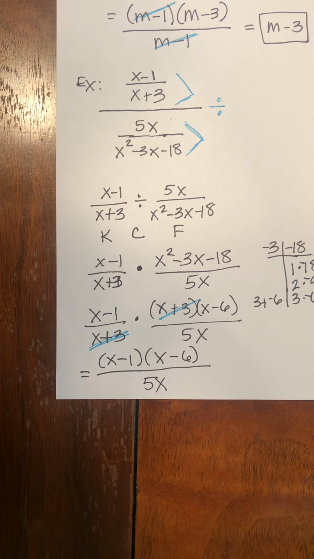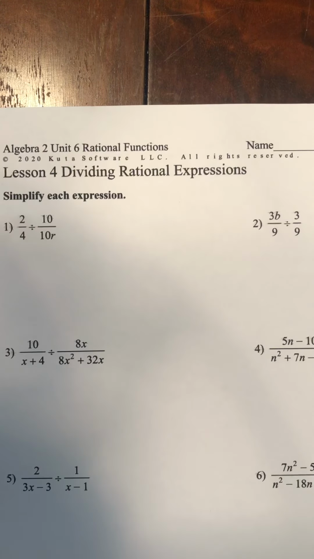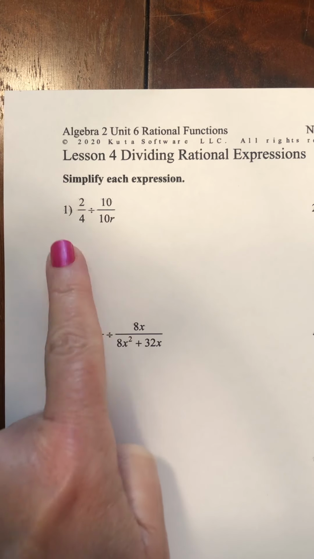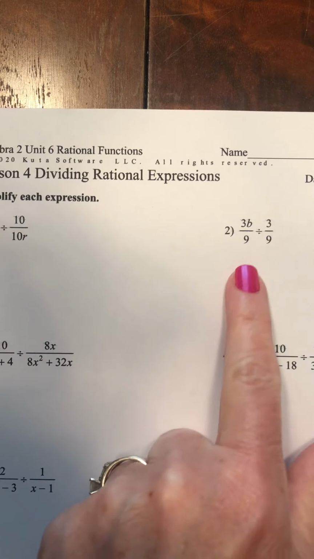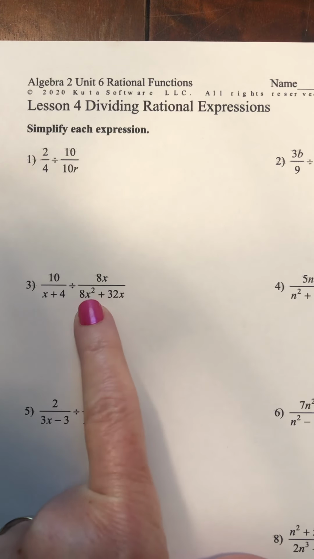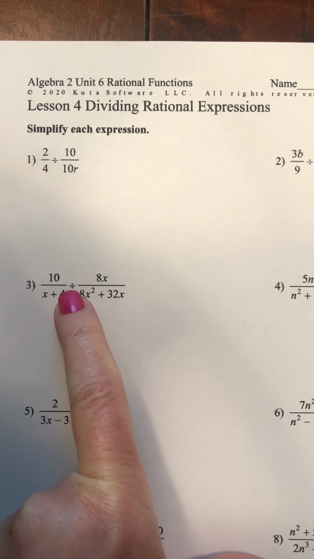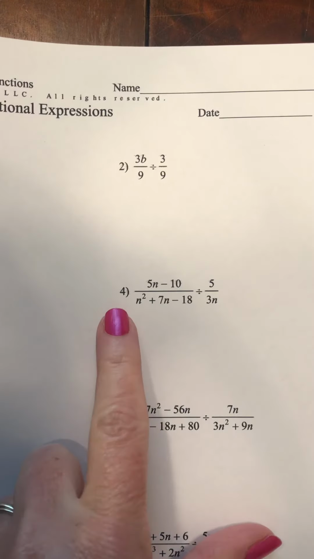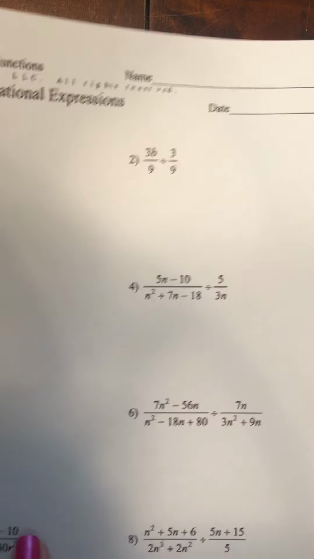Okay, so the assignment that I have for you is very similar, okay? So the first few problems, you're going to keep, change, flip, but you don't have to really factor anything. You're just reducing. Same thing here. But when you get into number 3, that's where you're going to be able to factor some stuff right here. But remember, you want to change that division to multiplication and flip this fraction before you do that. Same thing with this one. You'll be able to factor both parts here.